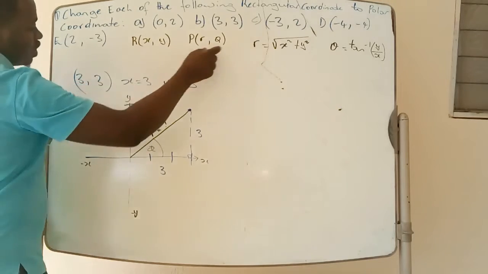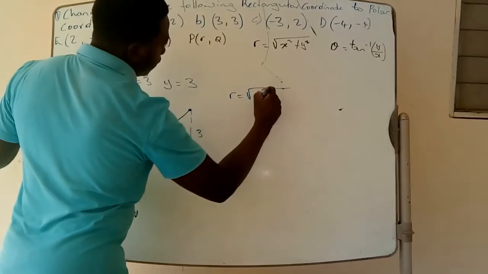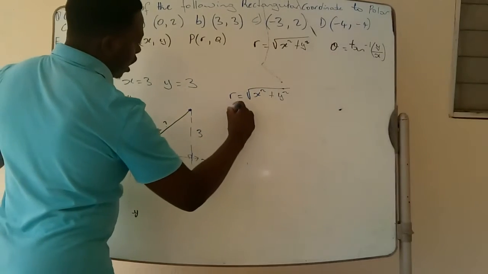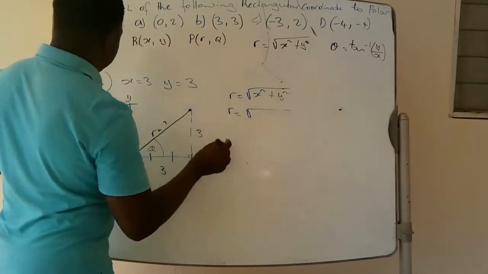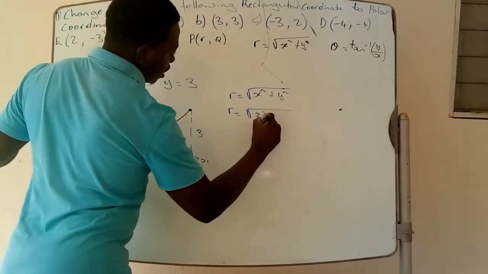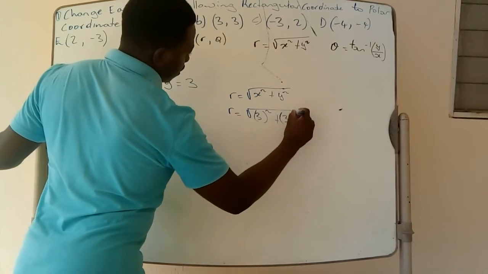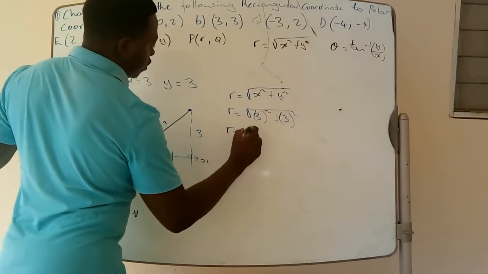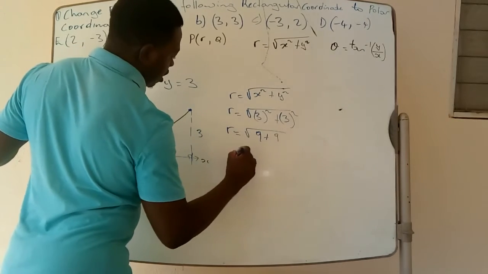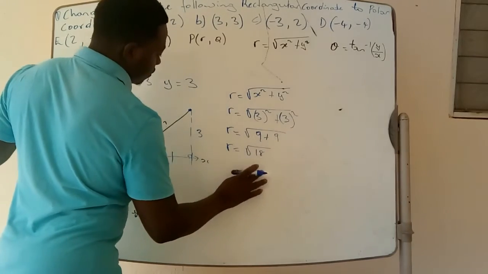If we use this formula, r is equal to the square root of x squared plus y squared. What is x? x is equal to 3, so we just need to square that. So this is 3 squared plus y, which is 3 squared. So r is equal to the square root of, 3 squared is just 9, so 9 plus 9, that's just the root of 18.